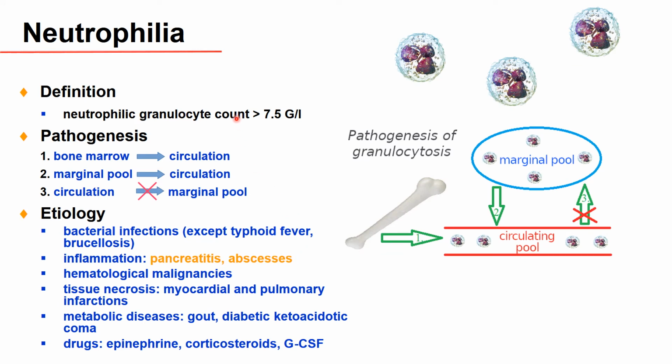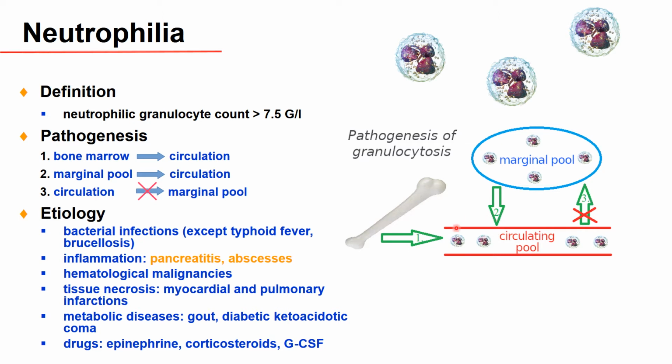Neutrophilia. Let's start with when we have an increased number of neutrophil granulocytes. We call it neutrophilia when the granulocyte count is over 7.5 giga per liter. Usually we mean the absolute values, not the relative values or percentages, because you can measure the granulocyte count directly. Now, what could be the pathogenesis of neutrophilias?